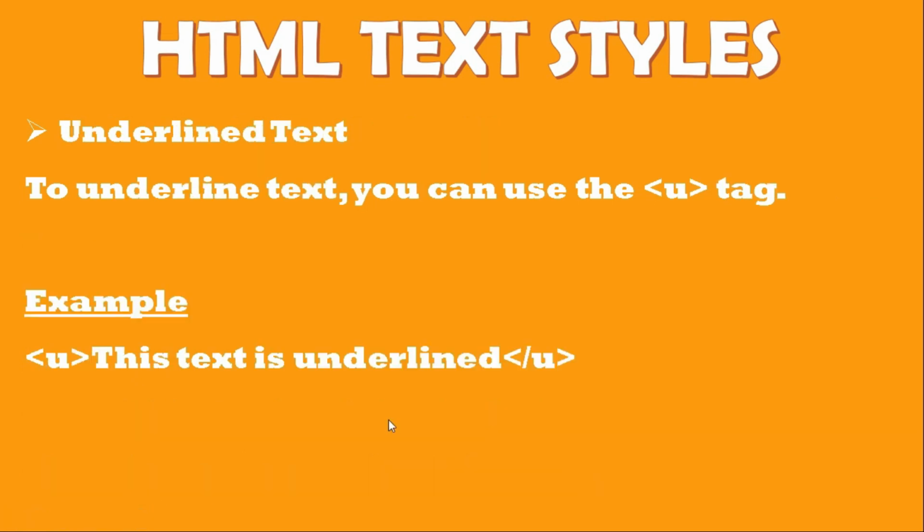Next comes the underline text. To underline text, you can use the U tag. U stands for underlined text. For example, you can use the U tag to make a text underlined.